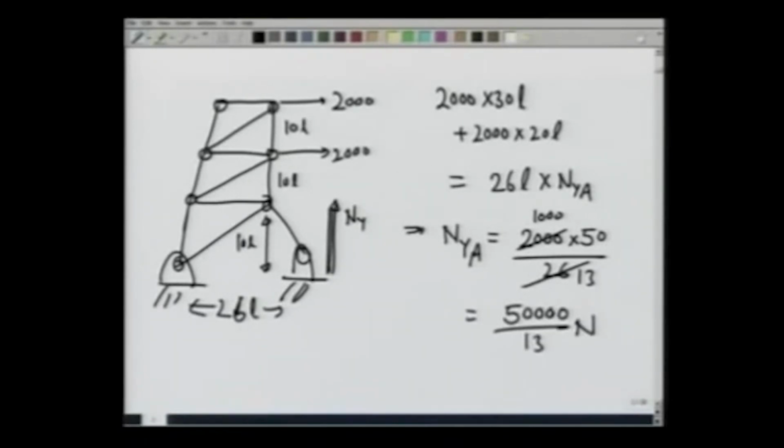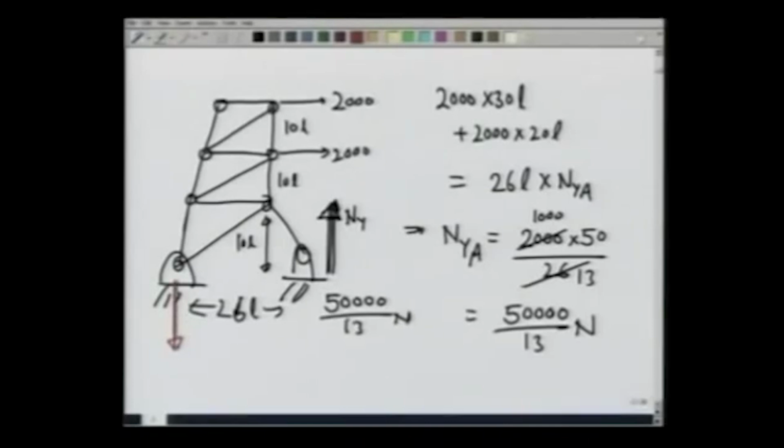So, this force up is 50,000 over 13 newtons and from the y force balance equation, the force out here, vertical force, is going to be in the opposite direction, 50,000 over 13 newtons. This is from the equation written on the previous page. What we are now interested in is, can we determine the forces on different members of the truss, and this is what we are going to do next.